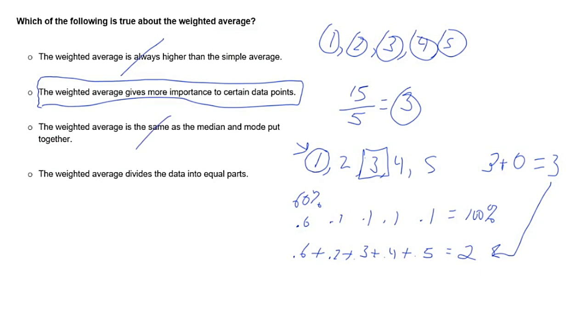The weighted average divides the data into equal parts. Well, we know that's not true because the whole purpose of a weighted average is that you can give more weight to one of the numbers. So this can't be true. So that leaves us with the weighted average gives more importance to certain data points. Great job. Okay, that's the rundown on calculating and using mean, median, mode, and weighted average.